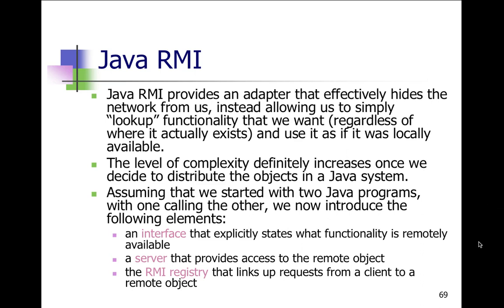Put this interface somewhere. A server has to exist, and the server provides the access to the remote objects. So we still have this server that's serving up the object, because we have to have some server. A server can be a client as well, but we have to have that server concept. And then we have the registry, the RMI Registry, that links up the request from the client to the remote object.